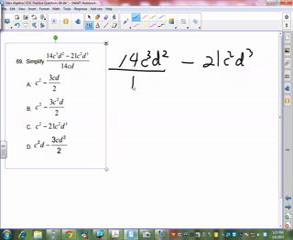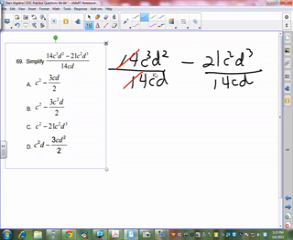They're both being divided by 14CD. This is like distributing. We have to distribute this 14CD to each of these. Now we can simplify. The 14s cancel here. We are dividing like bases, so we know to subtract the exponents.